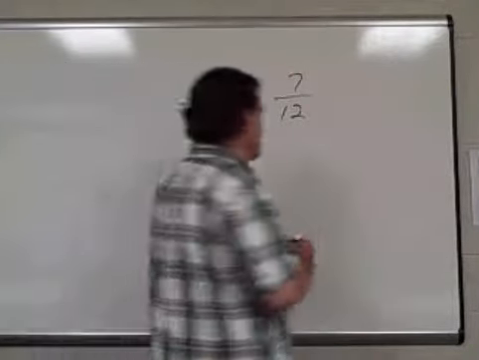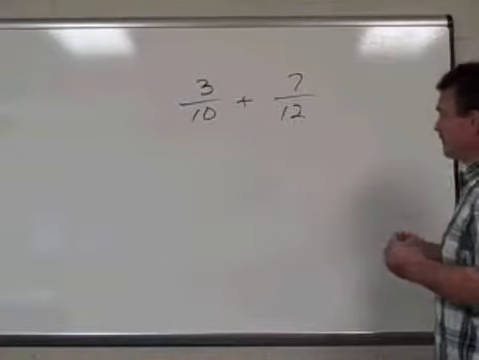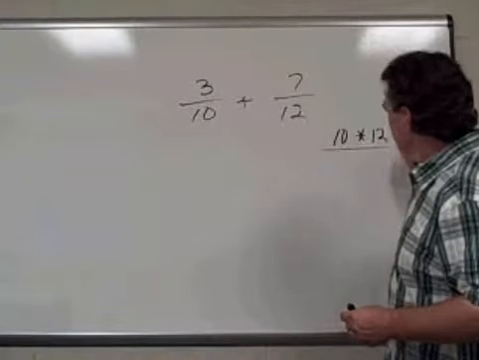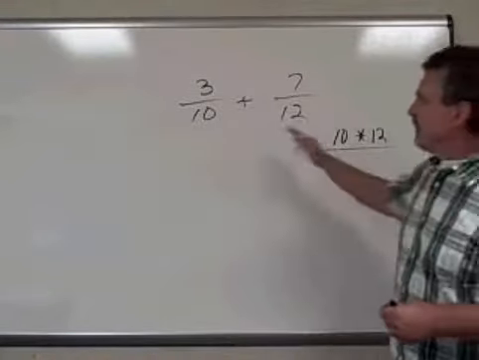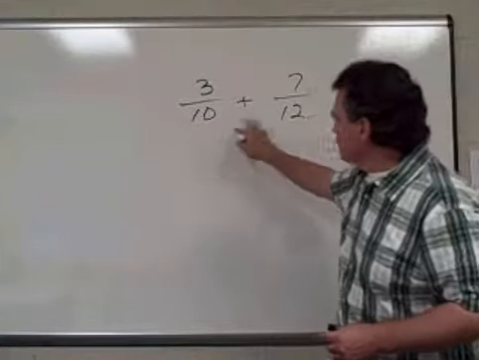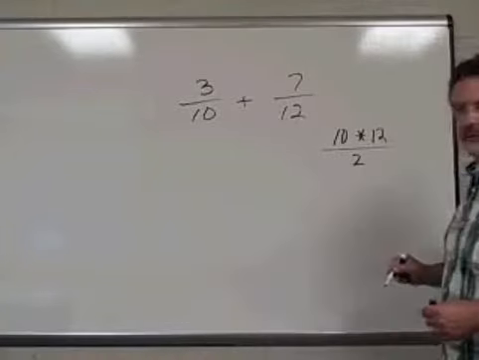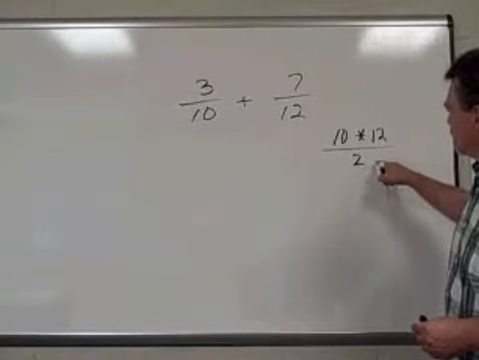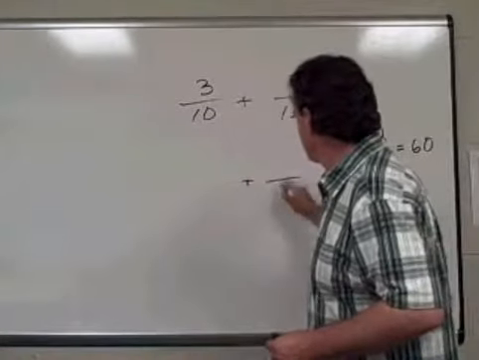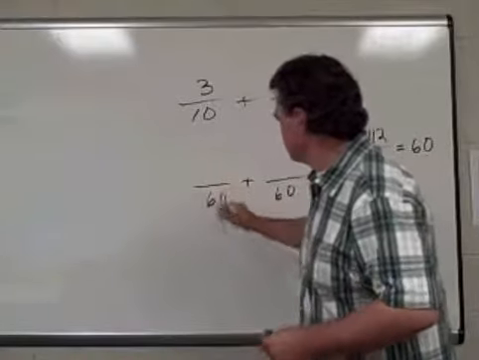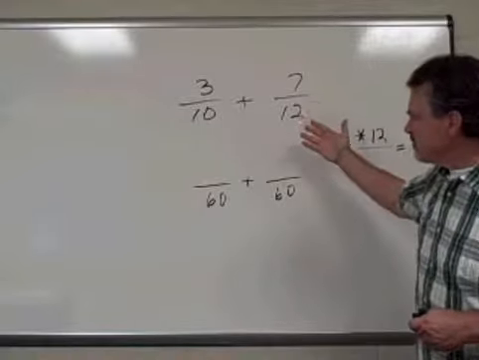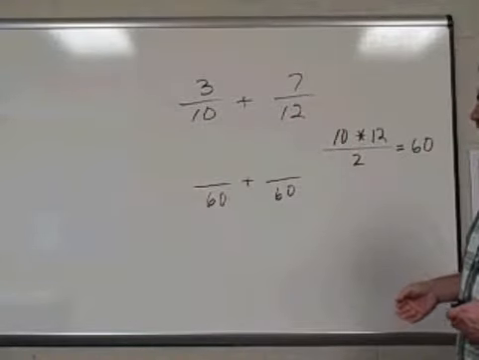And remember the process that I demonstrated for you in an earlier video. The way you find that common denominator is to take the product of the two denominators and divide by the greatest common factor. Well, the largest factor that 10 and 12 share is 2. 10 times 12 is 120, and 120 divided by 2 is 60. Our common denominator, then, for these two fractions, before we can add them, is 60.